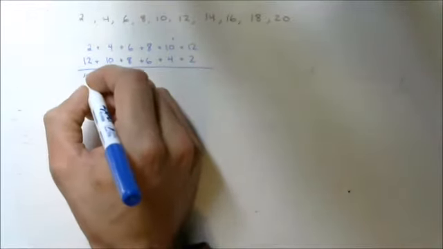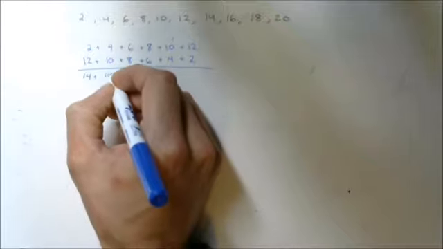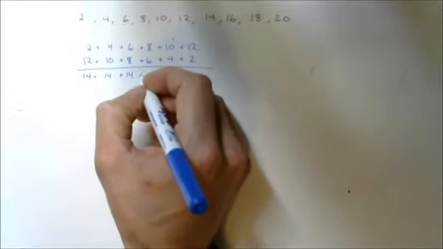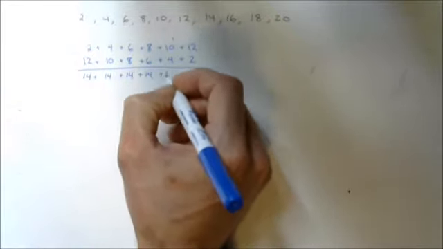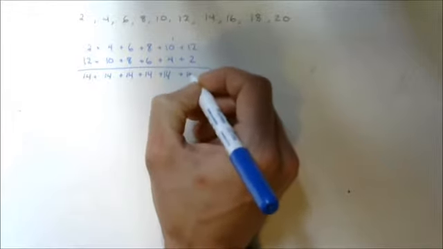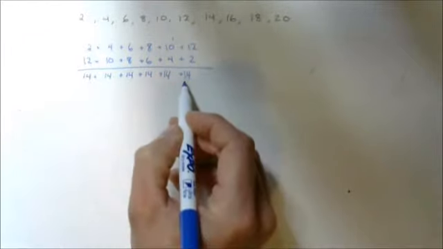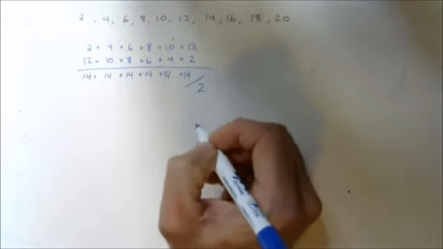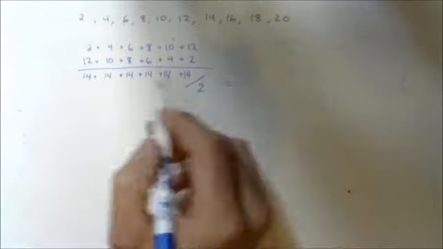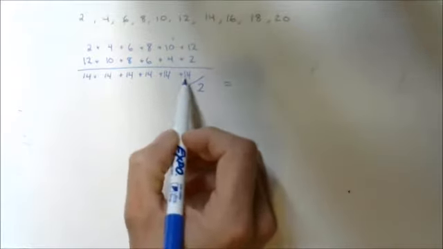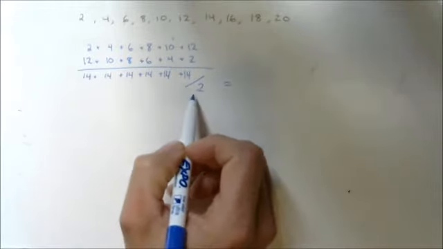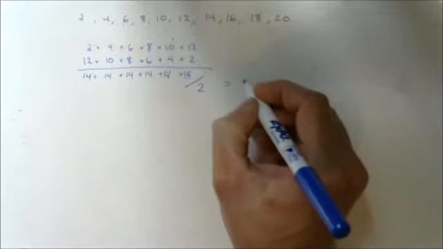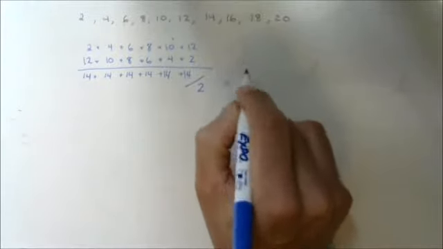So we're going to end up with 14 plus 14 plus 14 plus 14 plus 14 plus 14. Something significant about those all being the same. And then we're going to divide by 2. And what we end up with is 14 times 6 divided by 2, which is 42.